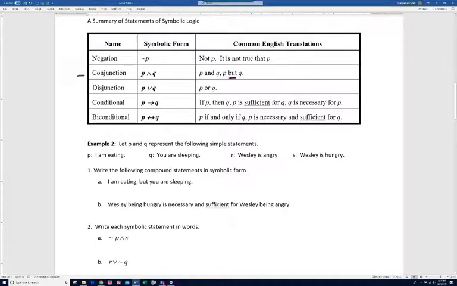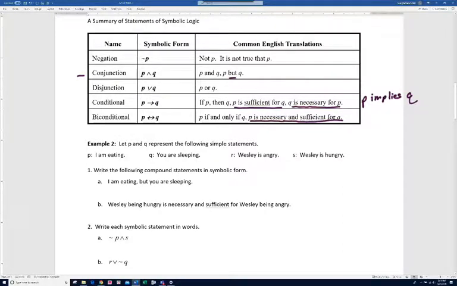On the conditional, notice other ways to say if P then Q would be P is sufficient for Q or Q is necessary for P. And again, I want to remind you, we said P implies Q. That's another way we read a conditional statement. And then the biconditional, notice the if and only if statement can also be said as P is necessary and sufficient for Q. All right, so let's do a couple of examples.